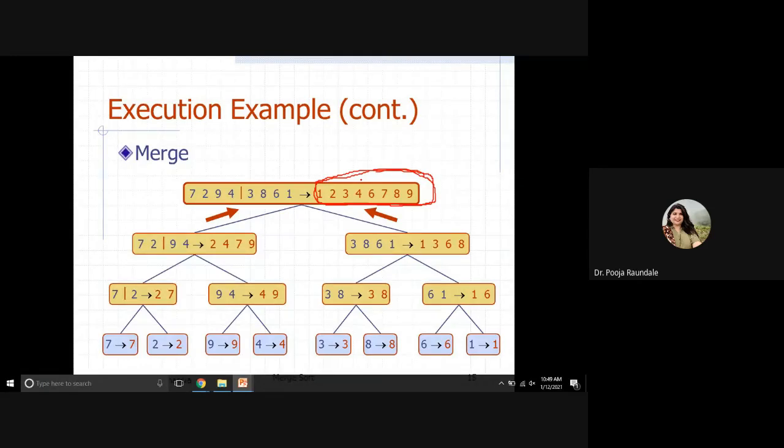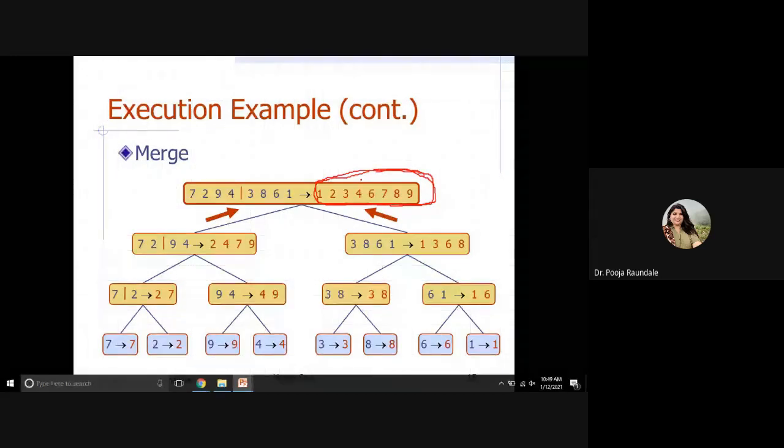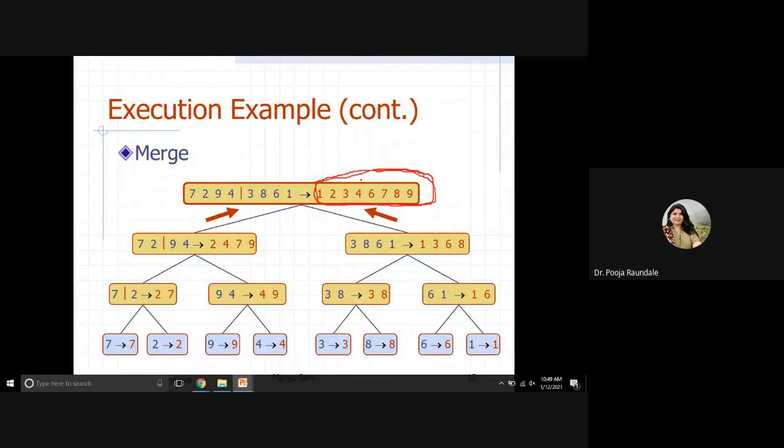At the root level, there are 8 elements. The next level, how many elements are there? 4, right? So if we say there are n elements at the root level, the next level you have n by 2. Uska next is n by 4. Uska next is n by 8, right? Now tell me, now here n is equal to 8.